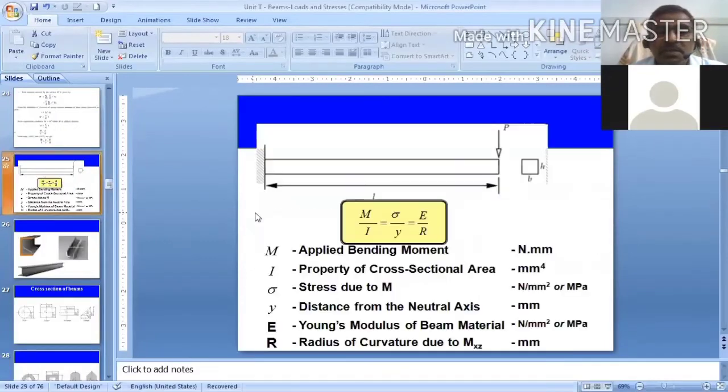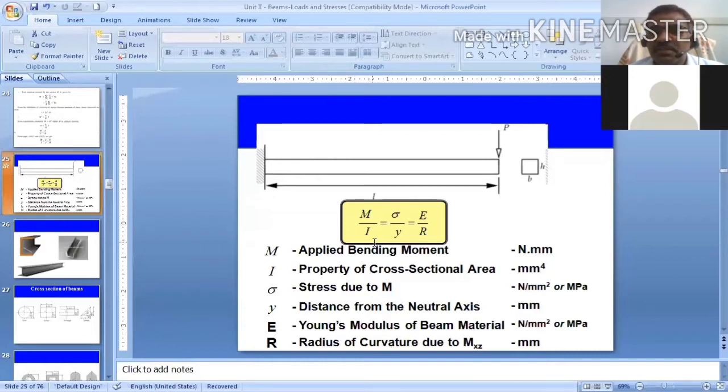Two things: one is moment of inertia and the other is moment. These two, how to calculate, you have to learn first. You might have already studied how to calculate moment of inertia in engineering mechanics. Anyway, I want to revise it.